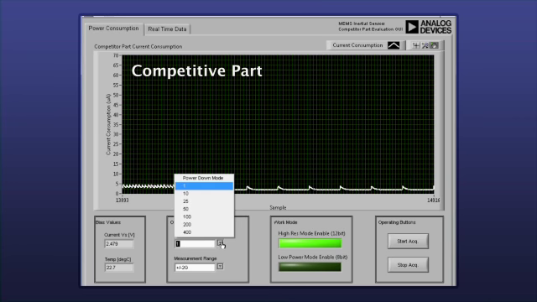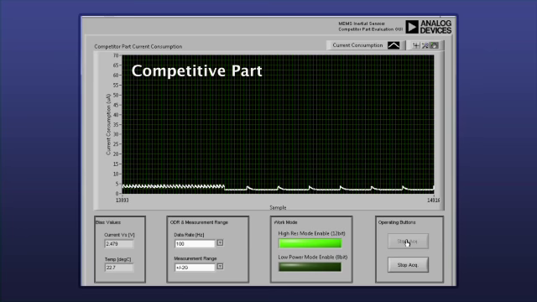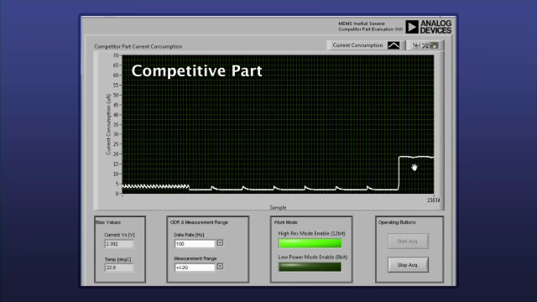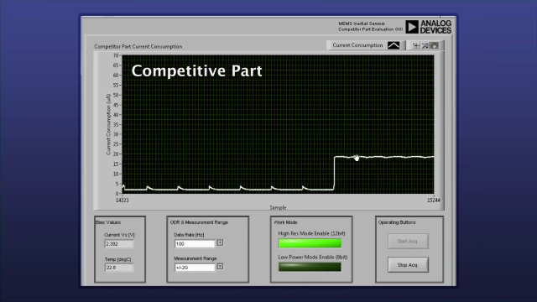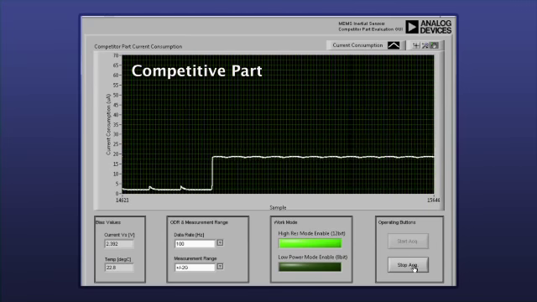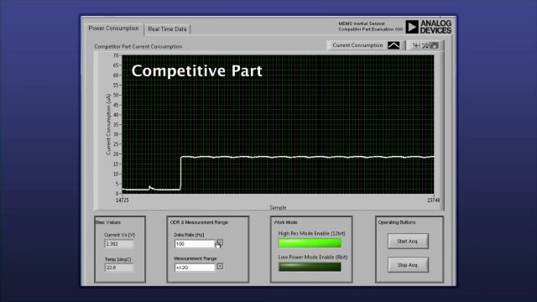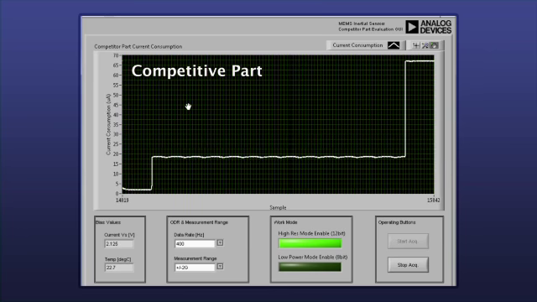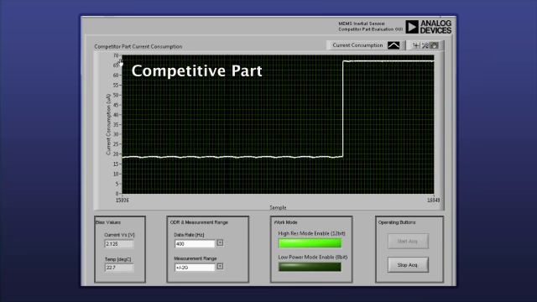At the same data rate I was looking at before, so at 100 Hertz data rate, on this competitive part, the power levels jump up to right around 20 microamps. And for an even more useful data rate of about 400 Hertz, now I'm looking at just under 70 microamps.